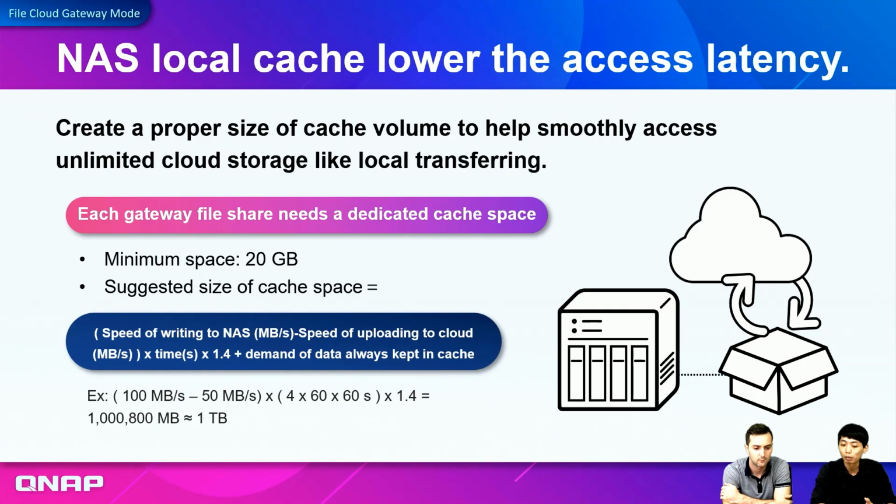And we multiply by the time, how long you will use it continually. Yeah, right. And multiply by 1.4 because we need to distribute part of the cache space to read cache. So we have to multiply by 1.4. And the second part, we can go to the next page. All right.